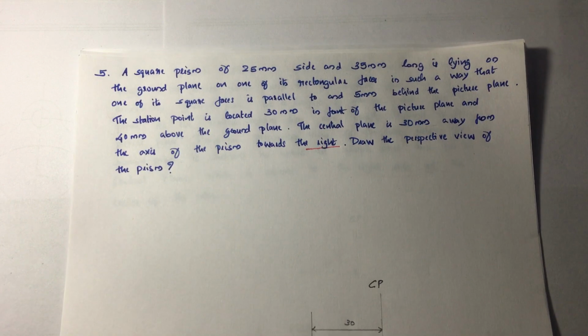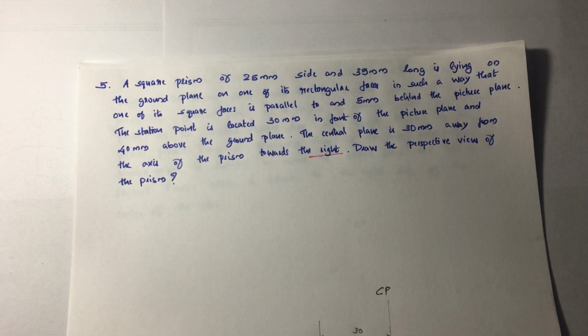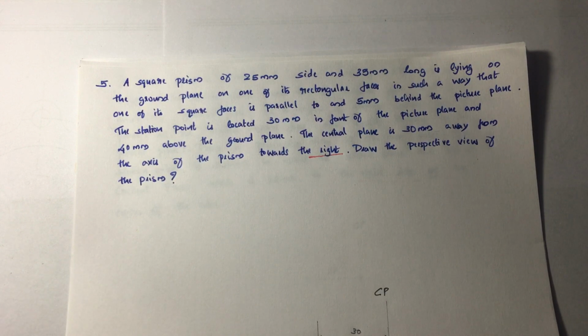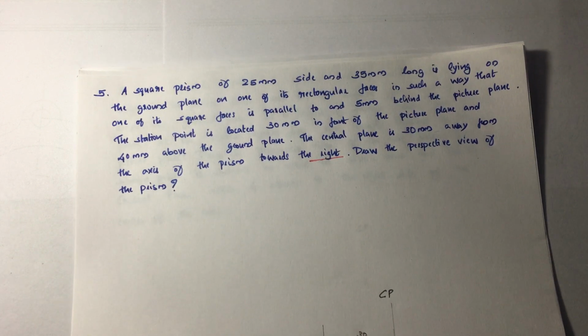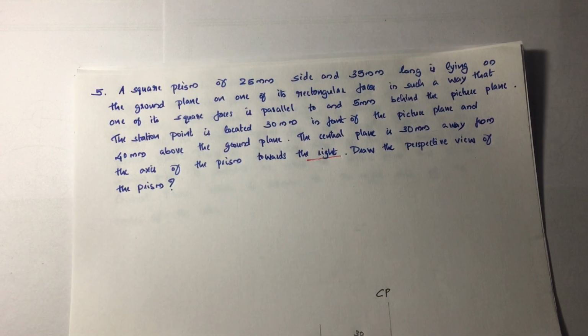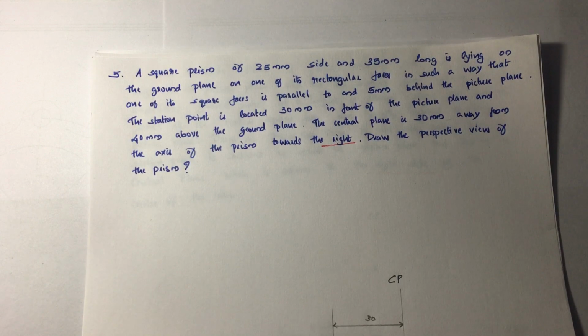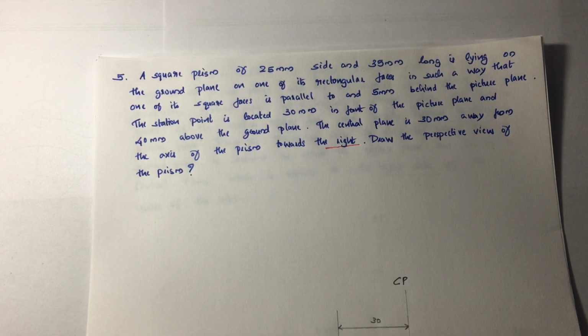So the object is a square prism. That means that it is having two square faces and four rectangular faces. And it is said that it is resting on the ground plane. Okay. So the top view will be getting a rectangle. Why it is a rectangle? And the front view is a square.